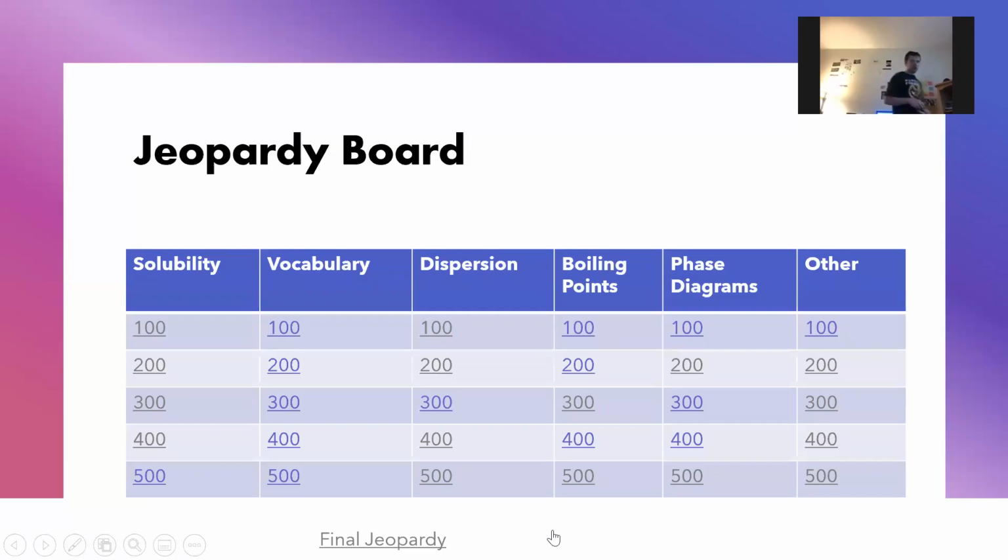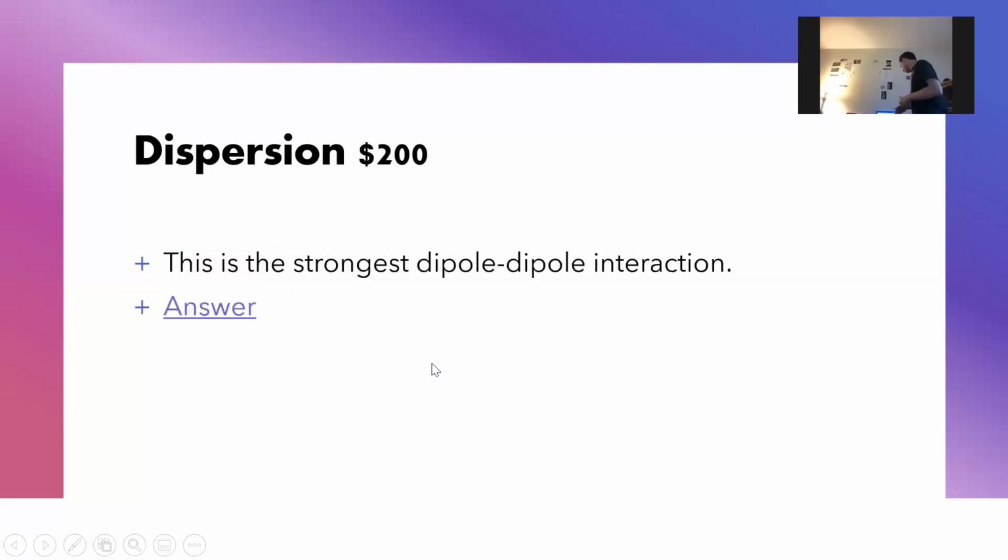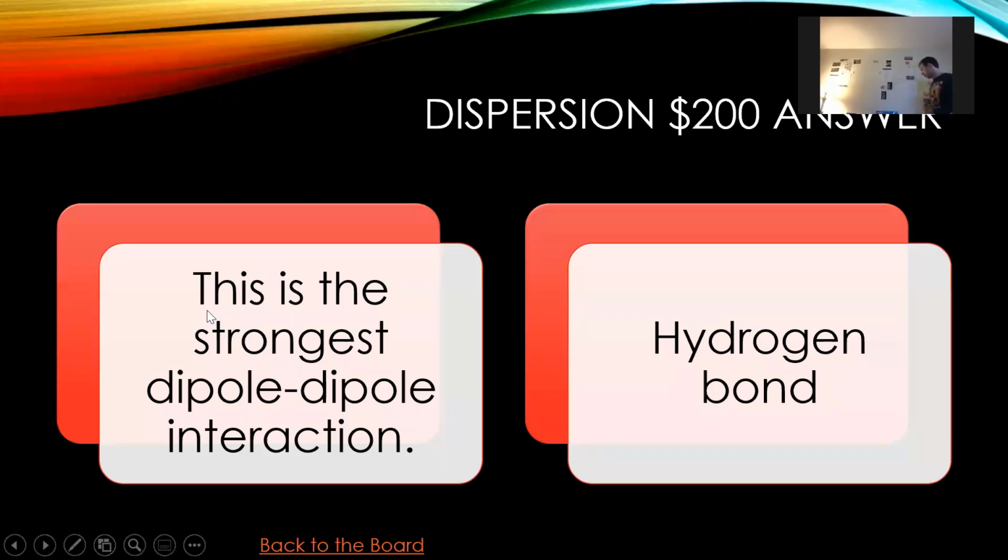Tetra, what is your next category? Dispersion 2. Okay. This is the strongest dipole-dipole interaction. Where is it? Brookdale Bear. What is a hydrogen bond? Hydrogen bond. Yes, that is the right answer. So you're up. Brookdale Bear, you were way ahead of the game here. You were up to 2,000.